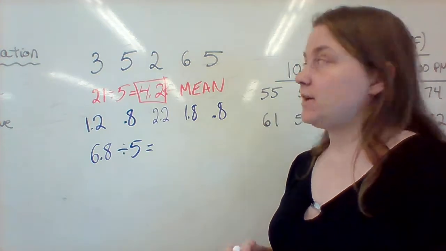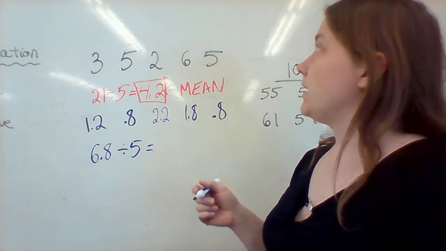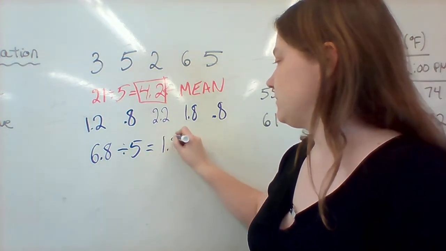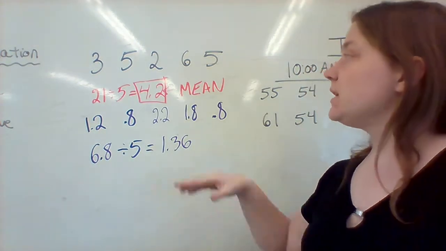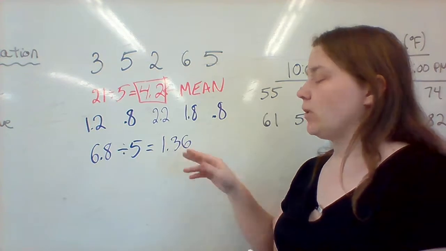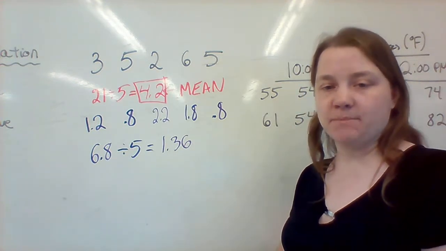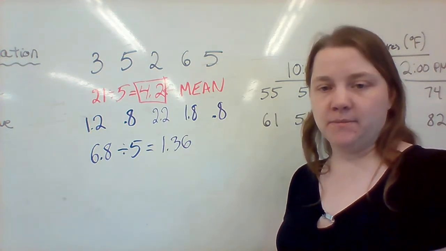6.8 divided by 5 is going to be 1.36. So, on average, each one of these numbers is 1.36 steps away from the mean.